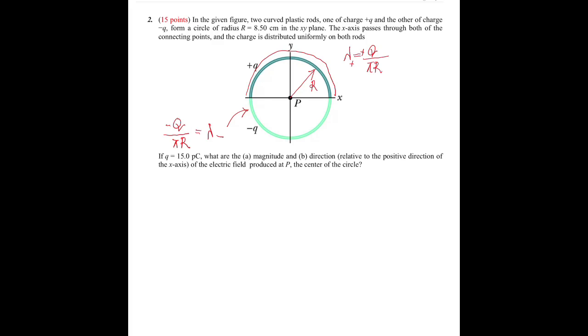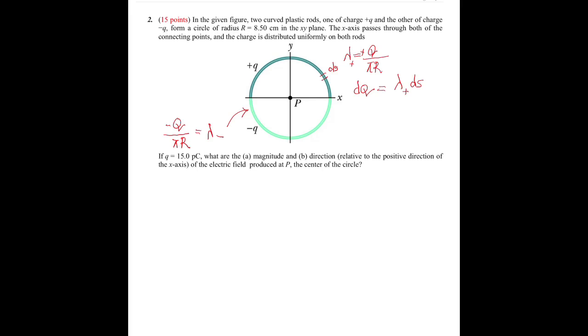Now I'm going to consider a small segment of this plastic rod. The length is ds, and the amount of charge on that small segment, let's call it dq. Dq is the amount of charge on that small segment. That dq equals lambda plus times ds, linear charge density times the length of that small segment.